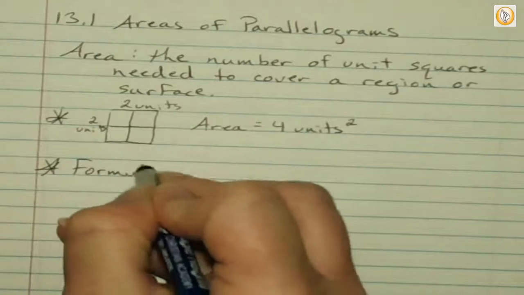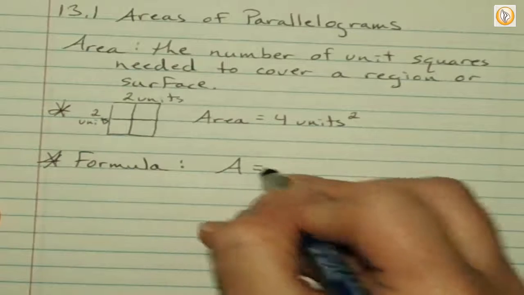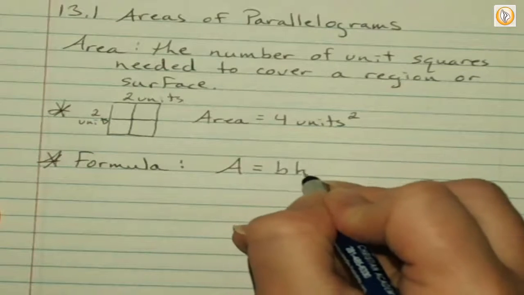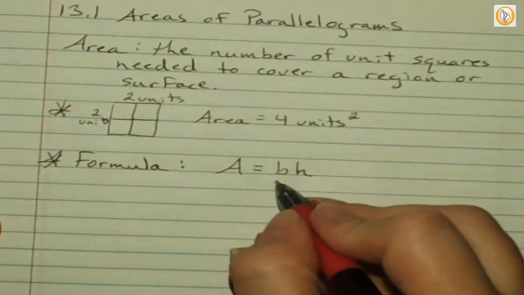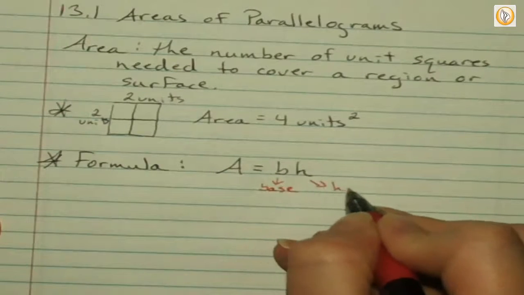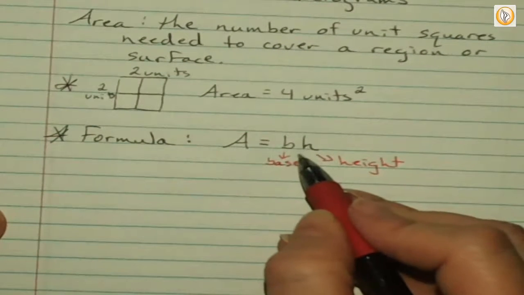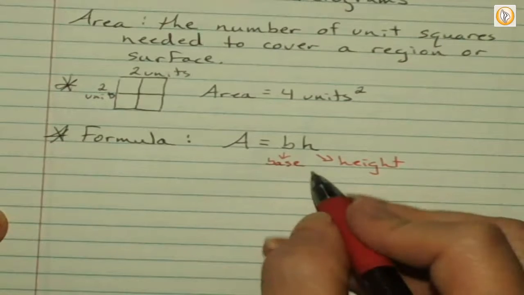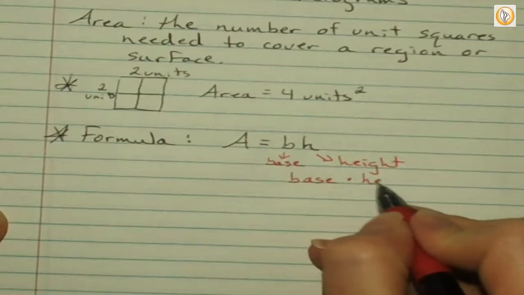The formula. Area equals base times height, with this being base and that being height. And when the letters are next to each other, what do we assume is happening here? Multiplication. So it's base times height.